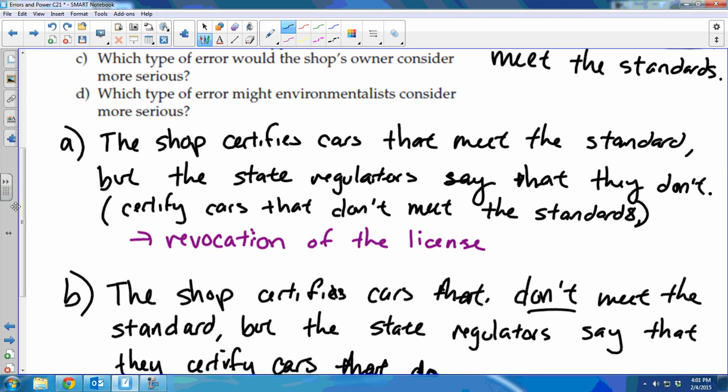In part D, though, it says which type of error might environmentalists consider more serious? Remember, this is all about emissions to the environment. So if I was an environmentalist, I would think the type 2 error would be more serious, because that means that the shop is sending through all of these cars that don't meet these emission standards, which means there's more emissions in the air. But the state regulators say that they do certify cars, so they're letting them keep doing this. So that's what it is in errors in context.